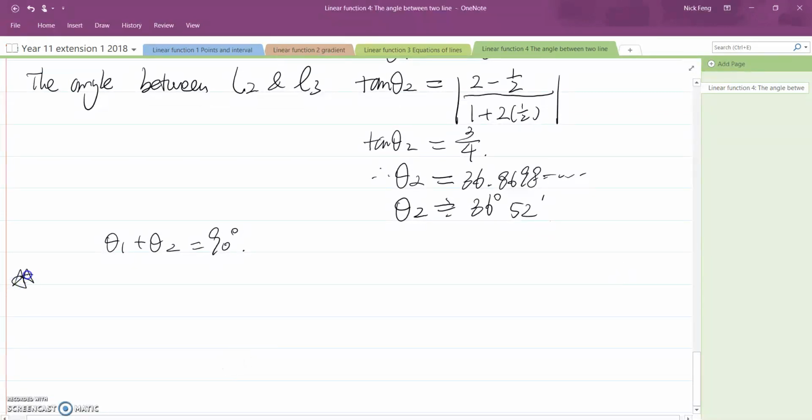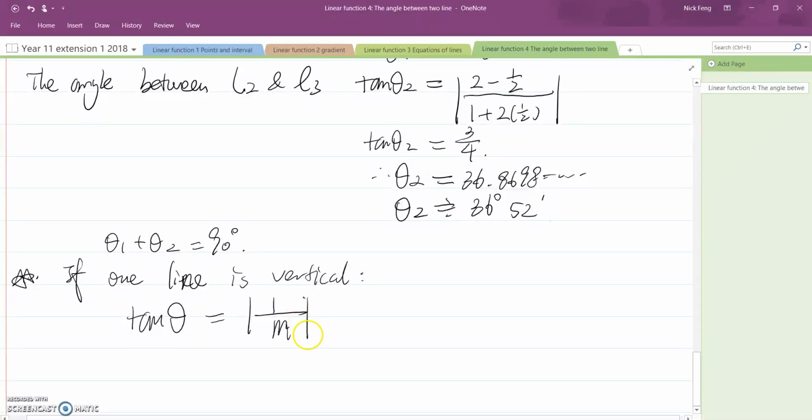And one special case is if one line is vertical, then we use the formula tan theta equals the absolute value of 1 on m, where m is just the gradient of the non-vertical line. Okay, let's continue on the next video.